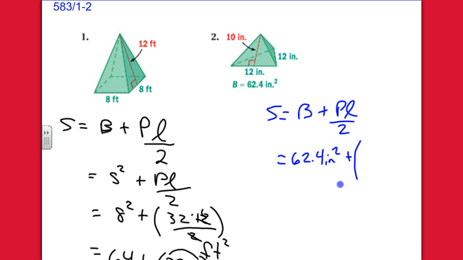So what are we going to have to do to find that third side? This is actually more challenging than I thought. Do we know the area of that triangle on the bottom there? Don't we have the area, 62.4? 62.4 is the area. How do we find the area of a triangle?